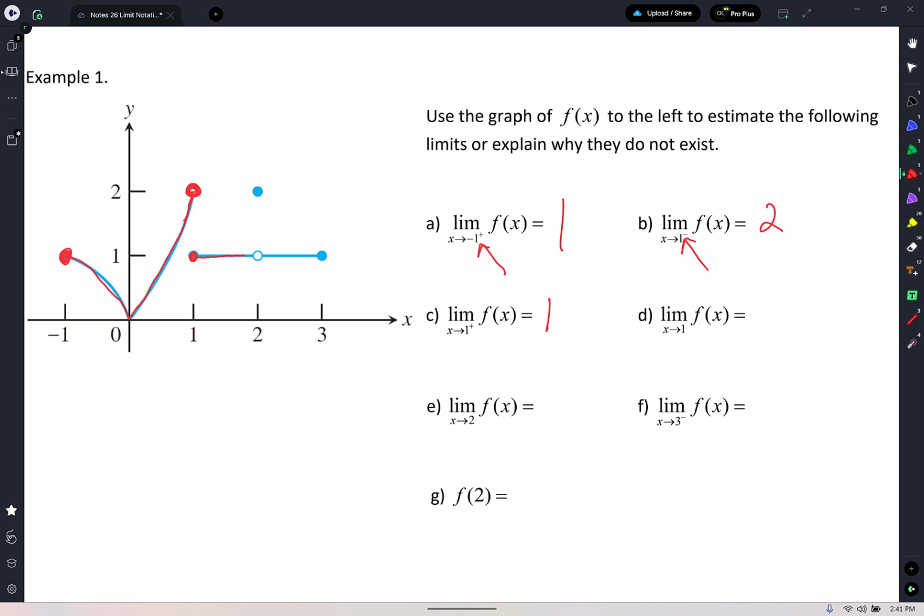Perfect. Why? Tell us why it does not exist, miss. They're not approaching the same value. If I approach 1 from the left, it's 2. If I approach 1 from the right, it's 1. So because I'm approaching 1 here and they're two different values, this one does not exist.